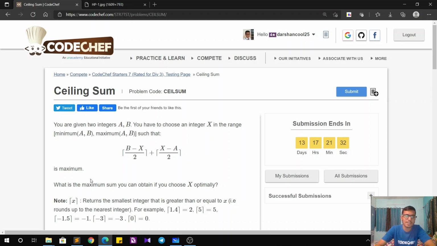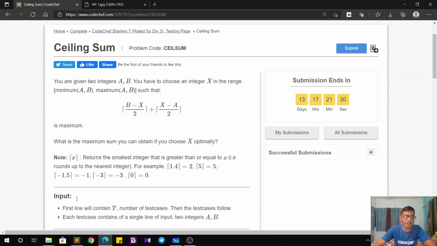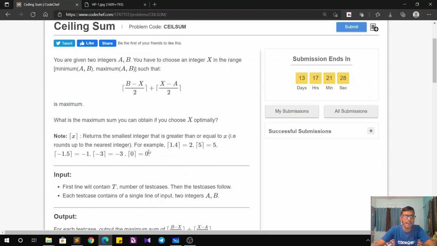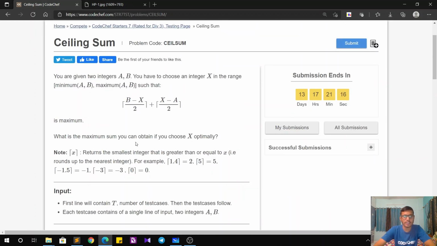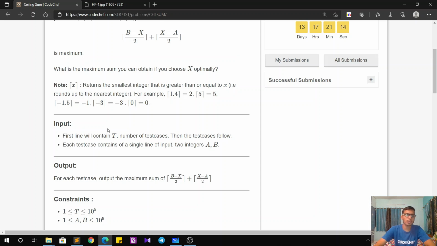So what is ceil of x? The definition is given over here, you can go through it. It is basically the smallest integer that is greater than or equal to x, that is, we are rounding up to the next nearest integer. So this is pretty much the question. For each test case there will be two integers as input, that is a and b. So let's get to the question.